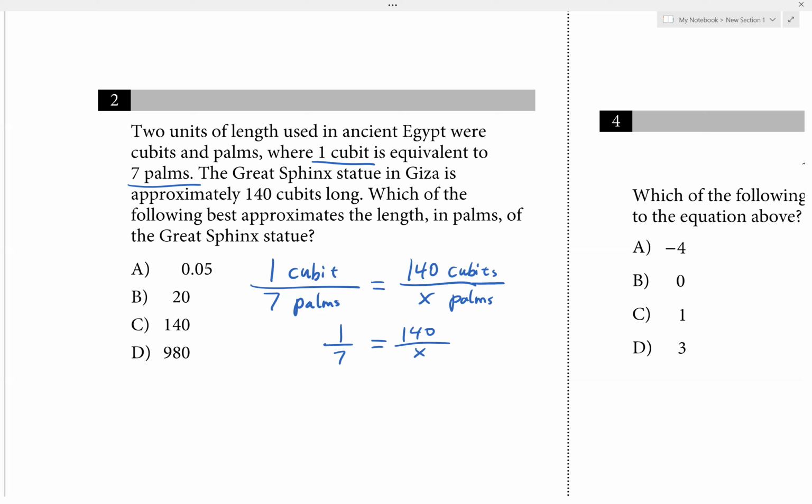So to solve this, we can just start with a cross multiply. Okay, so cross them over diagonally, and then multiply this out. So 1 times X is X. And then the other cross we multiply, you can type in the calculator. 140 times 7 is equal to 980. Okay, X is 980, and that will be our final answer, which is letter D for this question.